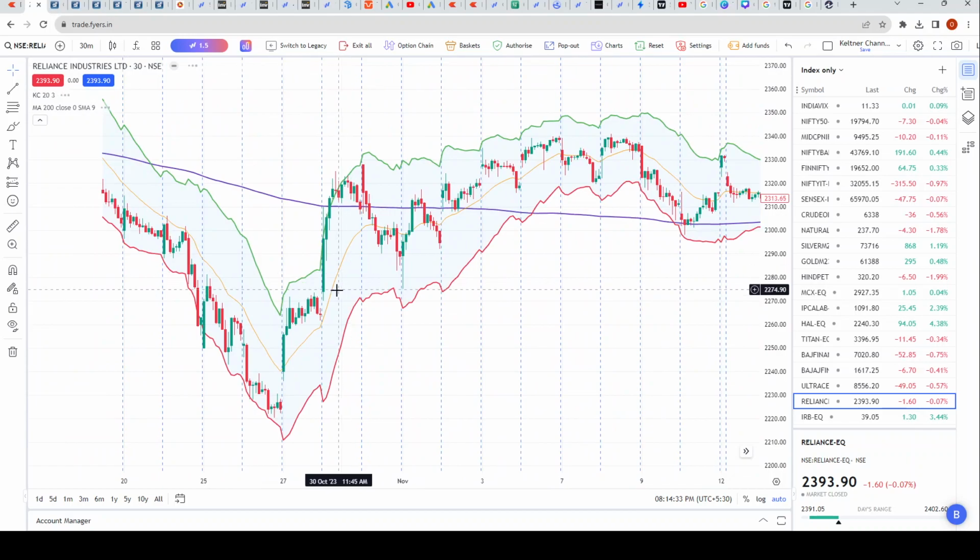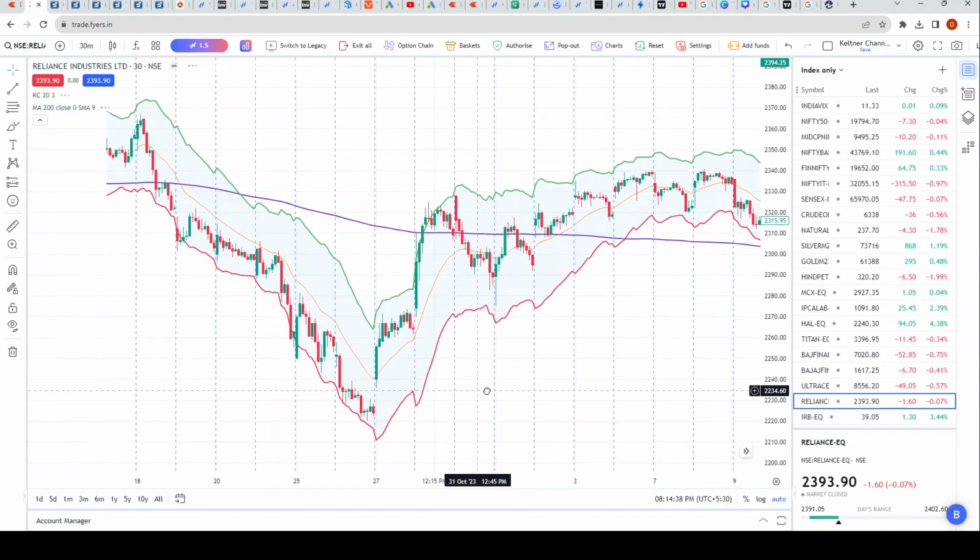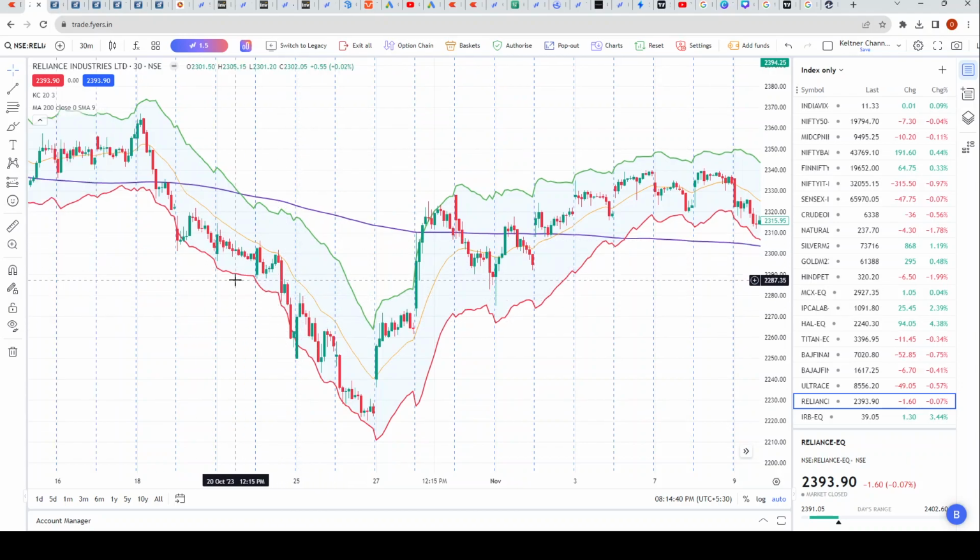In bullish time frames, it will keep trying to touch the upper green line. In bearish time frames, it will keep trying to touch the lower red line, and the center line will be the median point, which determines whether it's bearish or bullish.